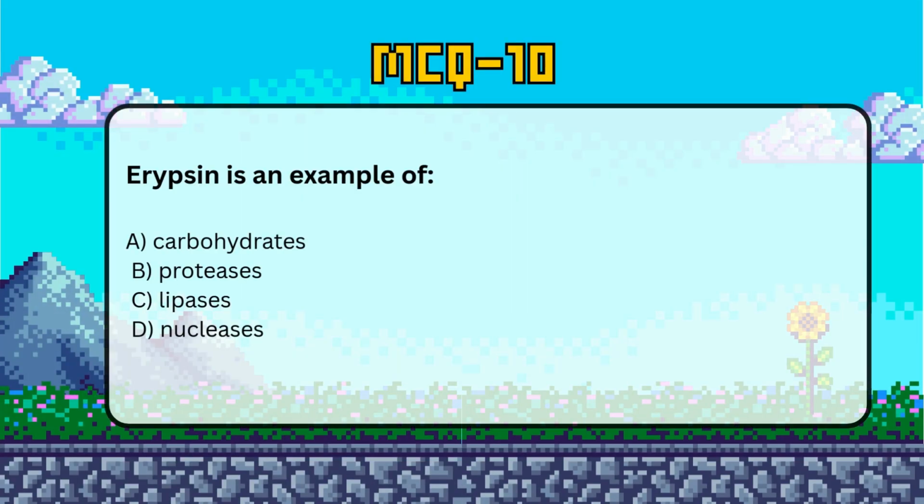Question number 10: Trypsin is an example of carbohydrates, proteases, lipases, or nucleases. So the right option is the proteases, because trypsin is a proteolytic enzyme which digests proteins.